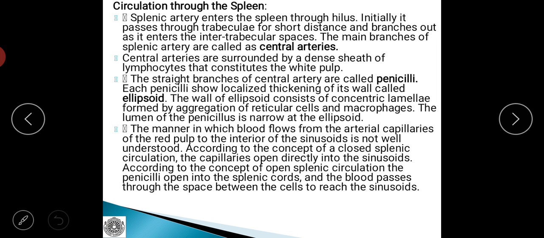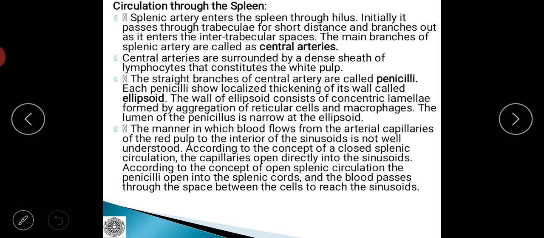Coming to the last part, circulation through the spleen. The splenic artery enters the spleen through the hilus. Initially it passes through the trabeculae for a short distance and branches out as it enters the intertrabecular spaces. The main branches of the splenic artery are called central arteries, and the central arteries are surrounded by a dense sheath of lymphocytes that constitutes the white pulp. The straight branches of the central artery are called penicilli, and each penicillus shows a localized thickening of its wall called the ellipsoid. The wall of the ellipsoid consists of concentric lamellae formed by aggregation of reticular cells and macrophages. The lumen of the penicillus is narrow at the ellipsoid.